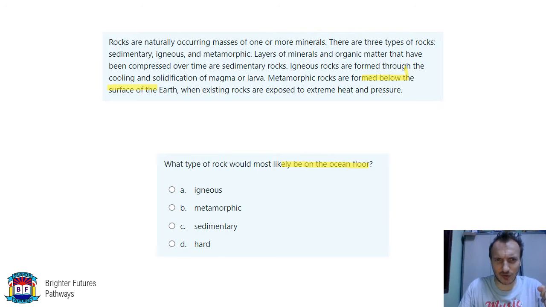Now, sedimentary rocks are layers of minerals that are compressed over time. How do those layers of minerals get added up? Well, the river could wash away the sediments, the small bits of rock, dirt, dust, soil, and the river could move it along to the sea or to the ocean. And then over many years, these layers of rock come on top of each other. So the correct answer is going to be C, sedimentary.